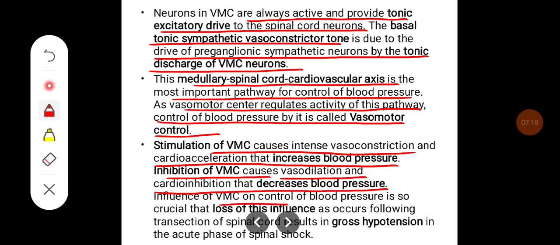The influence of the VMC on the control of blood pressure is so crucial that loss of this influence, as occurs following transection of the spinal cord, results in gross hypotension and the acute phase of spinal shock.